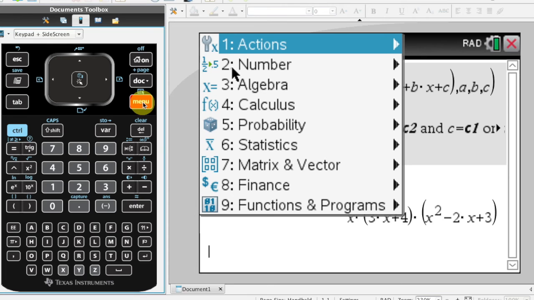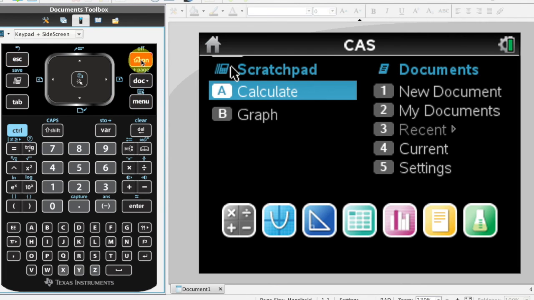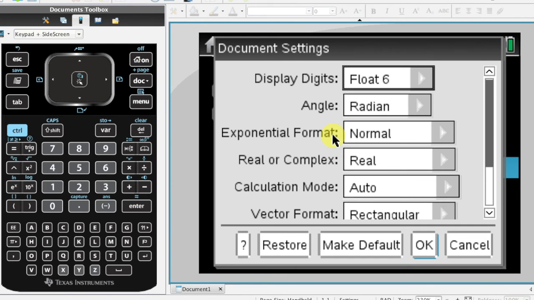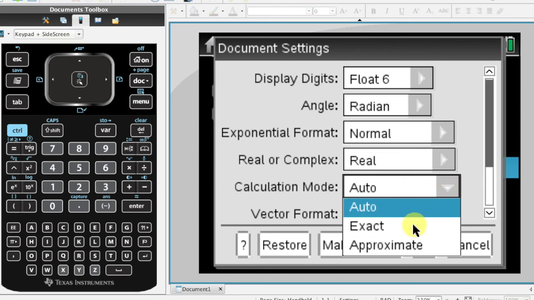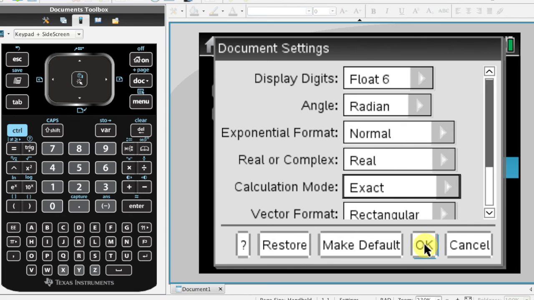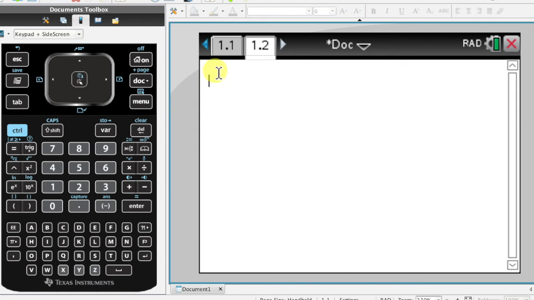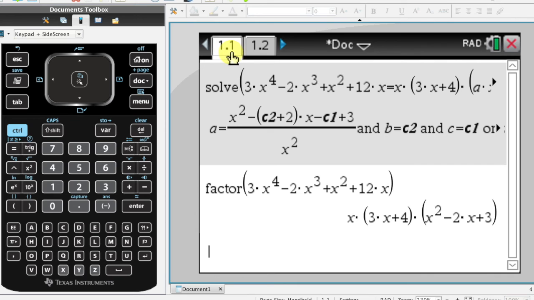If we go to the home screen, then go to settings, and we want document settings, and you can see the calculation mode is auto. Let's change that to exact and go OK. Back into the calculator, and I'm now going to solve that equation.